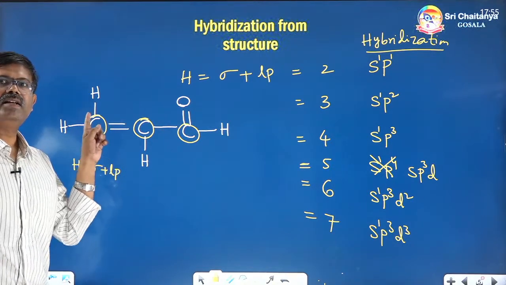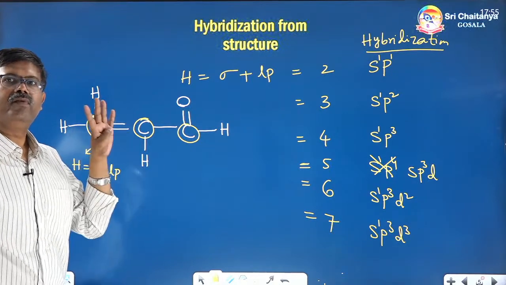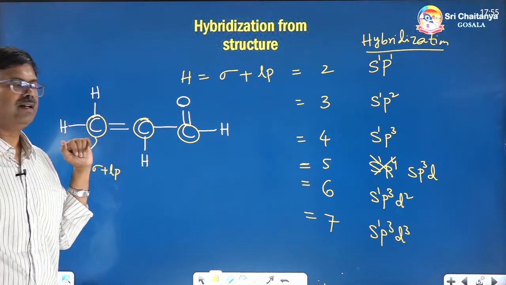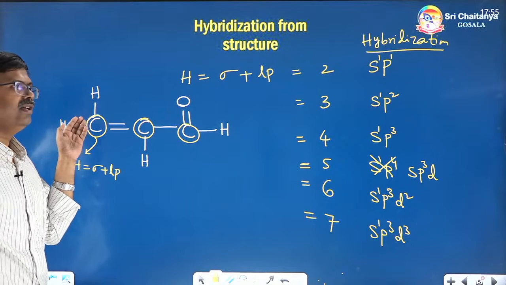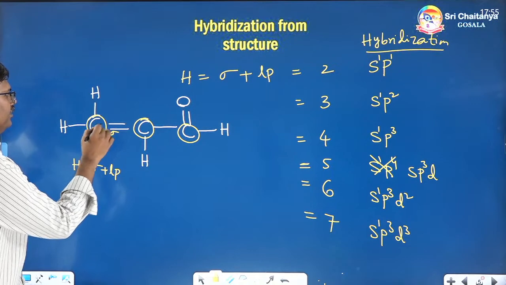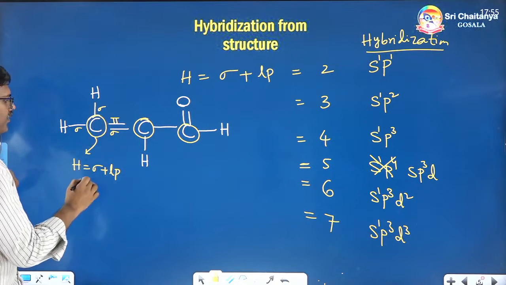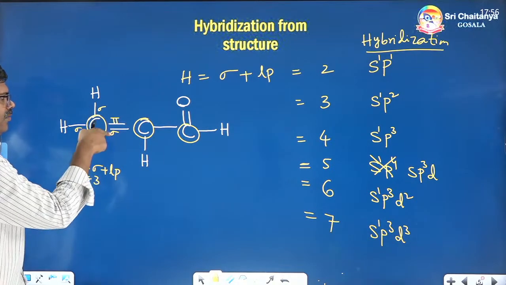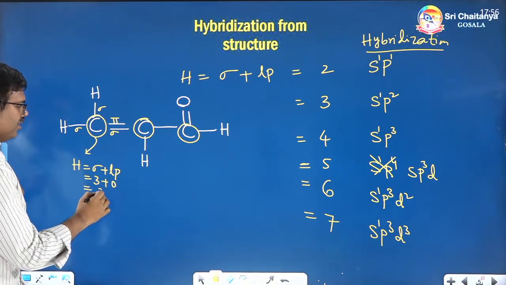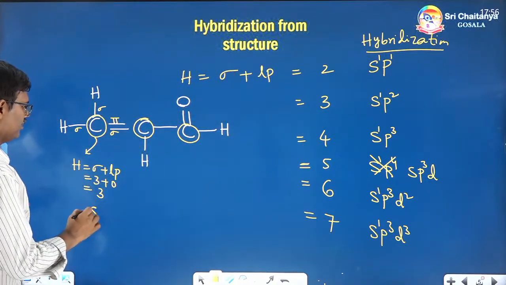Is there any lone pair present on this carbon? No. Carbon is tetravalent, 4 bonds only it can form, all 4 are over. So there are no lone pairs present on carbon, as you see in the structure also clearly. So how many sigma bonds around this carbon? 1. This is a pi bond, so we don't need it. Sigma, sigma. So sigma bonds will be 3. See, 1, 2, 3. There are no lone pairs on this carbon. So H is 3. 3 means which hybridization? sp2. So this carbon is sp2.